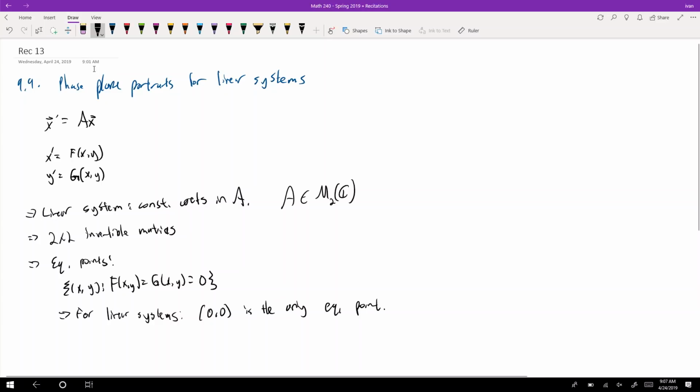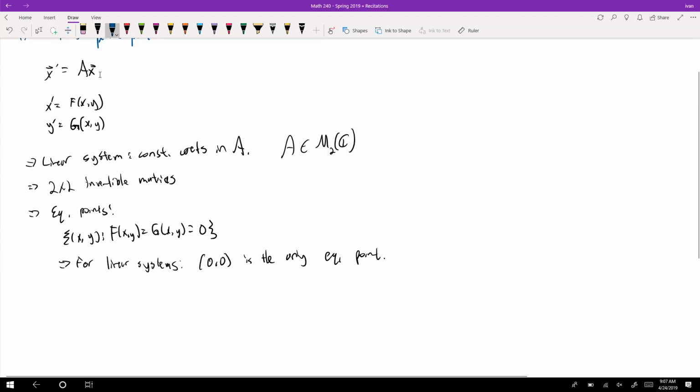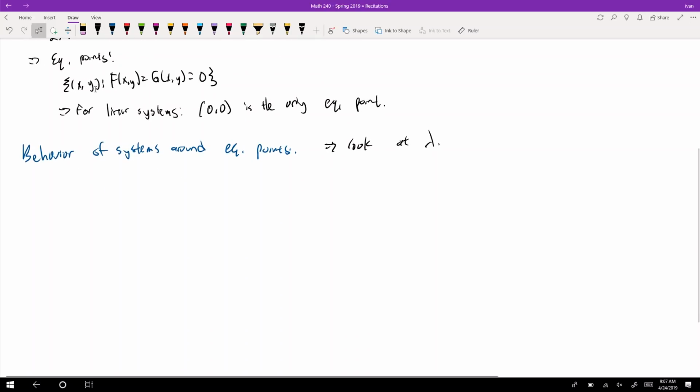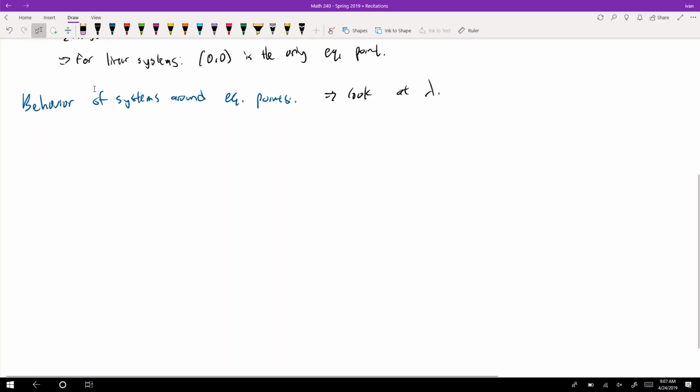So how do we determine the behavior of systems of equations around these equilibrium points? Here we have to look at the eigenvalues and eigenvectors, and more importantly, just the eigenvalues. Somewhere in your notes where you can refer back to, you're going to have this table that we're going to refer to over and over today. You're going to have your eigenvalues, and then we want to characterize the type of equilibrium point given those eigenvalues.